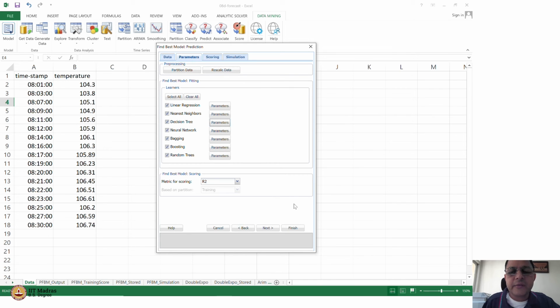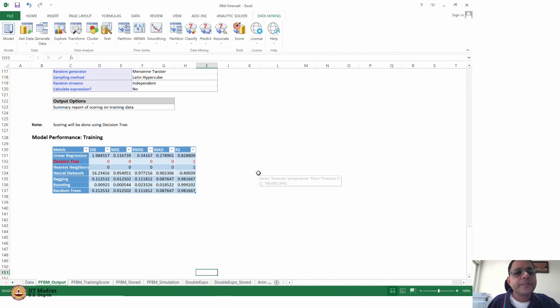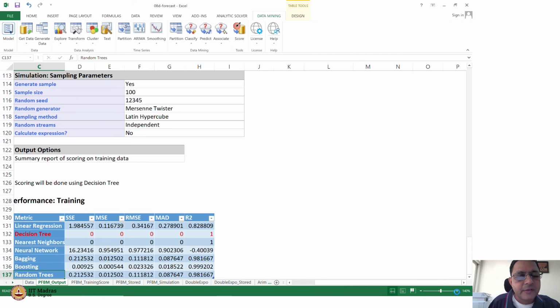Okay, so we will simply hit the finish button, and Excel will print this kind of output for us, right? It has run all these models. Linear regression it has run. It has run neural network. Actually, decision tree and nearest neighbor don't make any sense for this kind of data. Obviously, from the data itself we knew these methods were not as appropriate, but we anyway selected them. We didn't change anything. Bagging was applied, boosting was applied, random tree was applied, and these were various performance indicators for each of these methods.